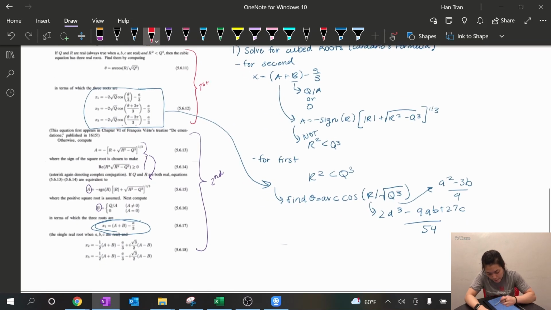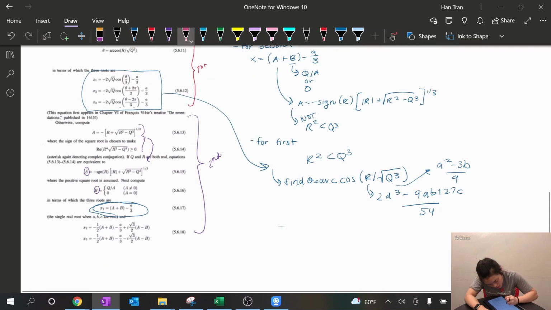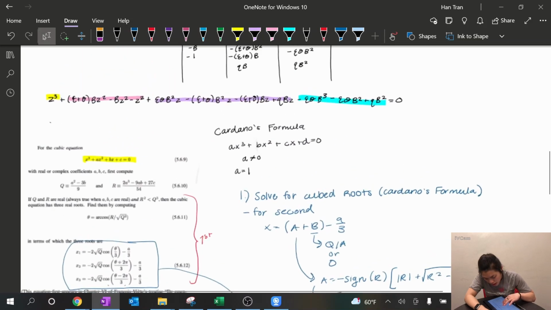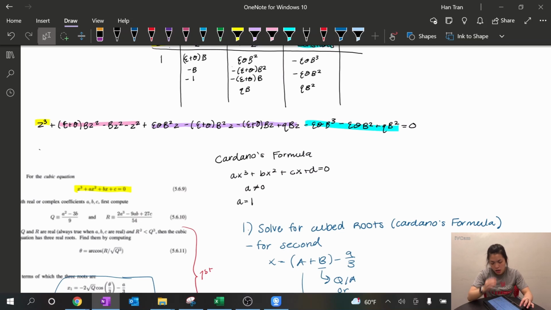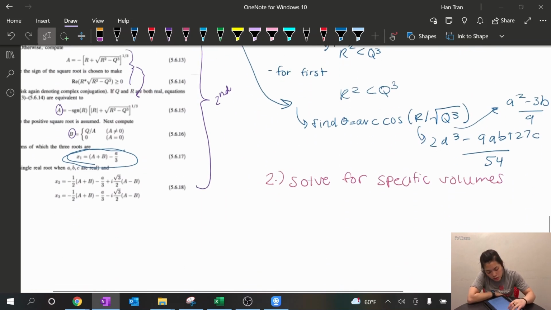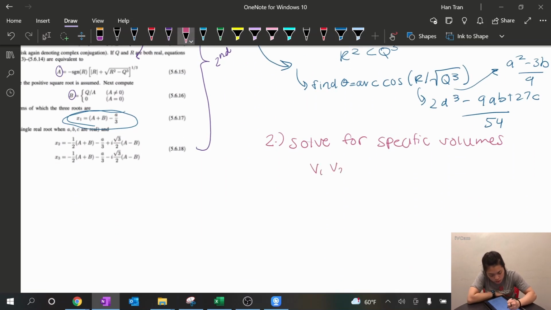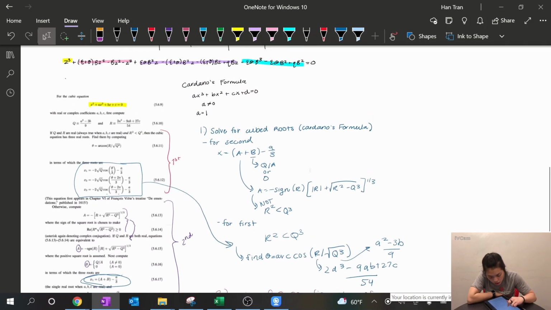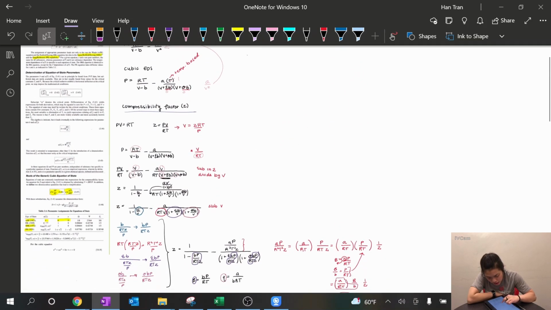Now the second step, after we solve for the cubed roots, is to solve for the specific volumes. The first thing we do is look at this giant polynomial equation. We want to solve for V1, V2, and V3, the three specific volumes. To do that, we are going to use the compressibility factor that we defined up here.